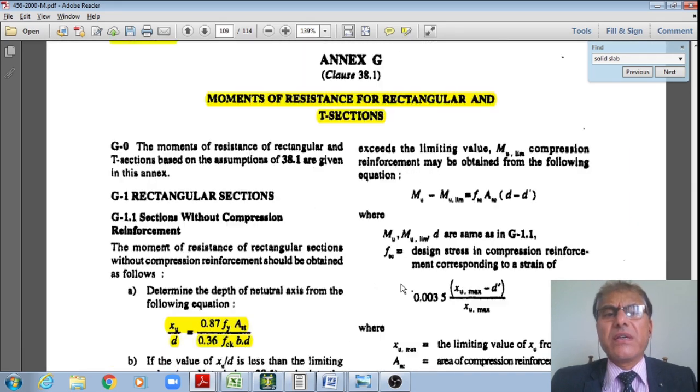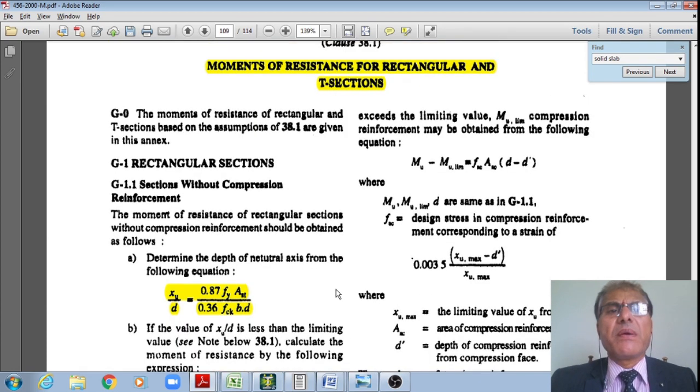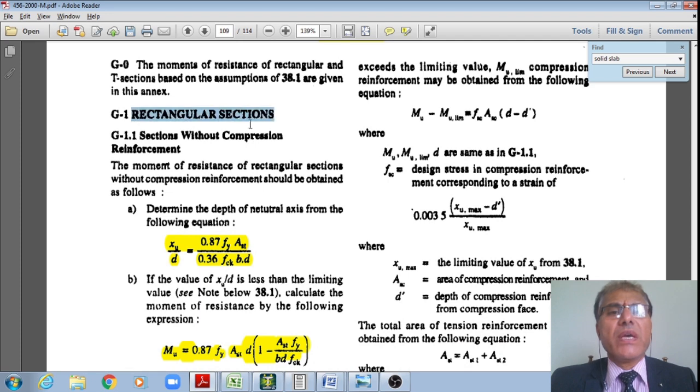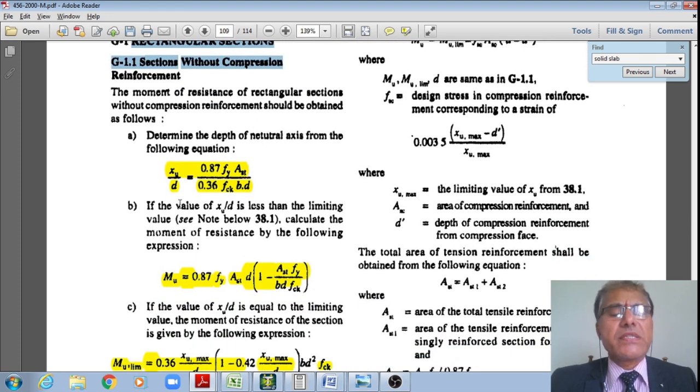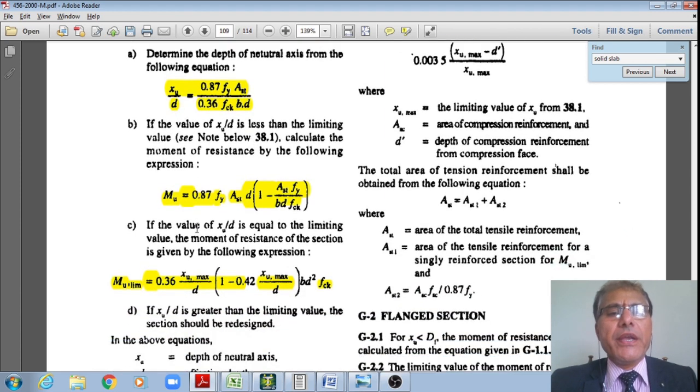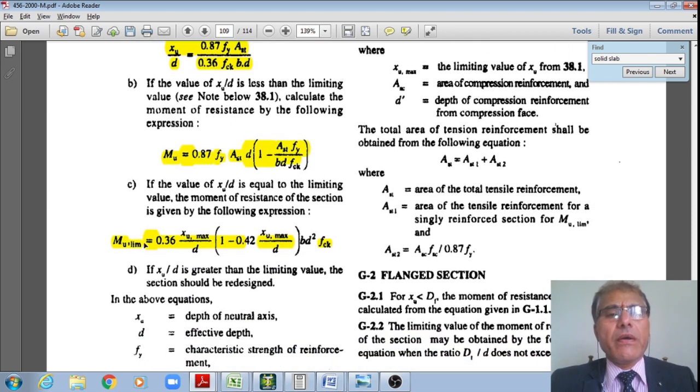This formula is applicable for moment of resistance of rectangular and T sections, right? Where I have this rectangular section, the depth of the neutral axis is given by Xu by d = 0.87 fy Ast divided by 0.36 fck b d, and Mu, the moment, is equal to 0.87 fy Ast d (1 minus fy Ast divided by fck b d). And Mu lim is equal to 0.36 Xu max by d (1 minus 0.42 Xu max by d) fck b d square. Just using this formula, just now we got Mu lim is equal to 0.133.